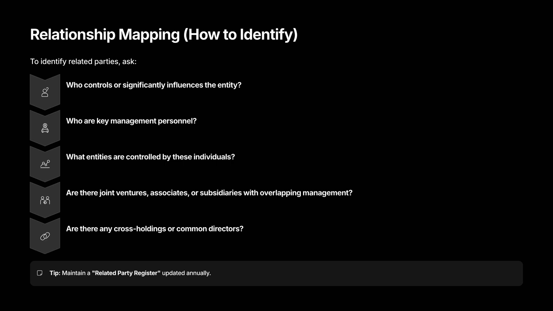7. Relationship mapping: how to identify. Practical steps to find related parties. 1. Ask who controls or significantly influences the entity. 2. List key management personnel. 3. Identify entities those people control. 4. Check for joint ventures, associates, overlapping boards. 5. Look for cross-holdings and common directors. Keep a related party register and update it at least once a year.